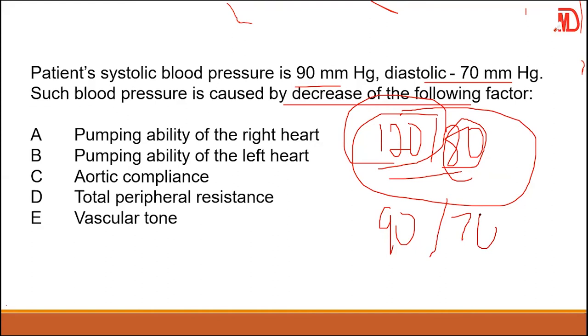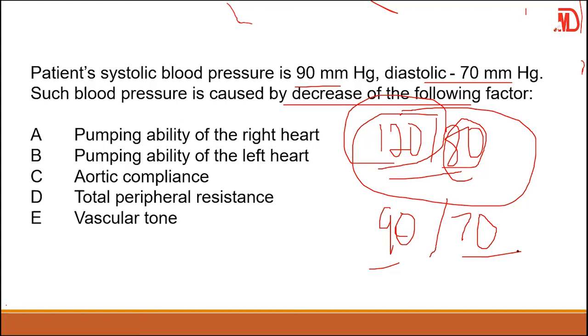So the question is, what blood pressure is caused by a decrease of the following factor? If systolic pressure is decreased and diastolic pressure is decreased, what happens to the heart? First of all, are you dealing with the left heart or the right heart? The left heart. Why? Because there is a problem with the systolic, the pumping. And what controls the pumping? The left ventricle. Awesome. The left ventricle is responsible for pumping, which gives us the systolic value.